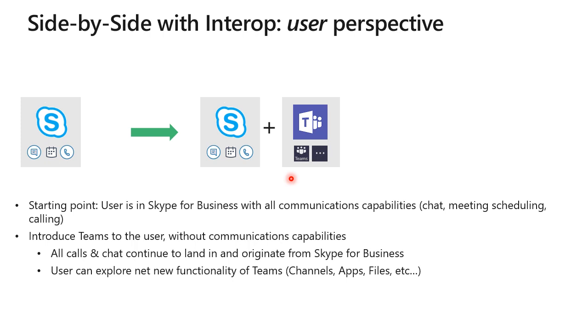It gives you access to the channels inside of Teams, channel chat. You can see files, you can do apps, bots, tabs, extensions. All of those core collaboration features are exposed as part of this collaboration feature set, right? So this particular approach gives the users the opportunity to explore the net new functionality of Teams without the confusion or overlap of chat, meeting scheduling, calling, and enterprise voice, because those features are not enabled in Teams. They are only available inside of Skype for Business.